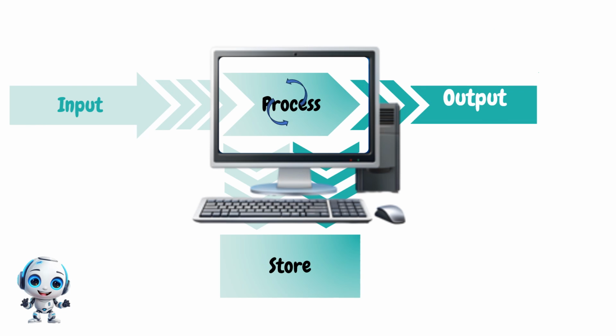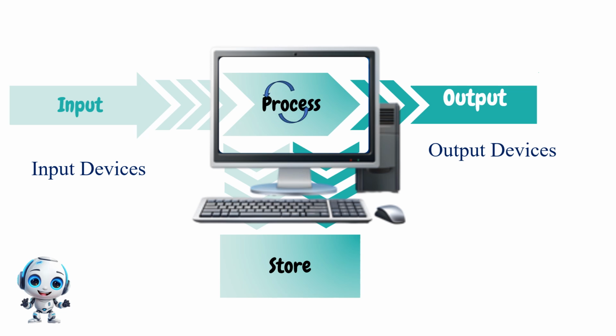In our previous lesson, we learned about this cycle. Each task in this cycle is performed with the help of different computer parts. If a part helps to input something into the computer, we call it an input device. If a part helps to produce output, we call it an output device. The processing is done by the central processing unit with the help of the main memory.